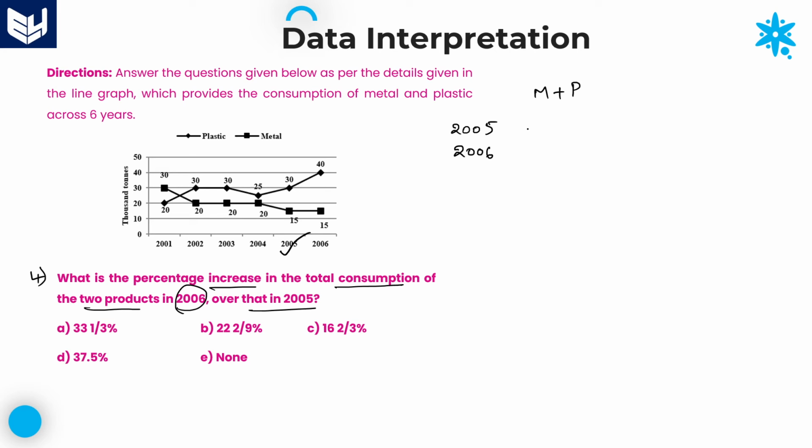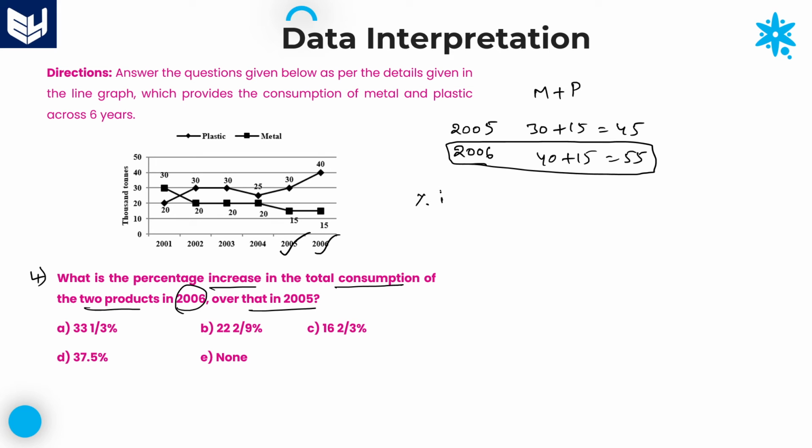In the year 2005, the values are 30 plus 15, which is equal to 45. Whereas in the year 2006, the values are 40 plus 15, which is equal to 55. Now here we need to calculate the percentage increment in the year 2006 as compared with the previous year.